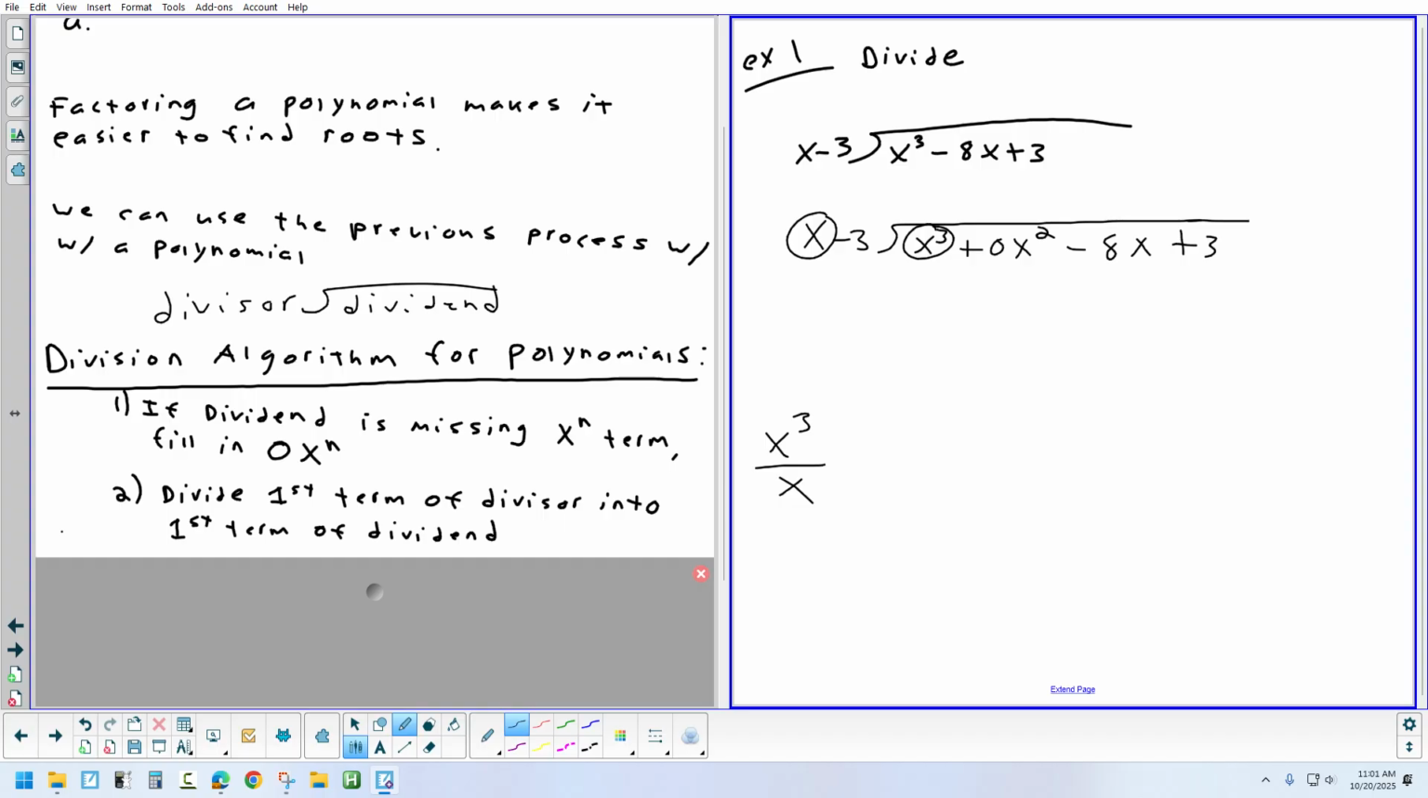So what's x cubed divided by x? Would it be x cubed? Well, if you take x cubed and divide by 1, you would get the same thing. But you can only get the same thing back if you divide by 1. What would it be? x squared. So put that answer up above the line. It doesn't have to be lined up with the x squared column, just anywhere above the line.